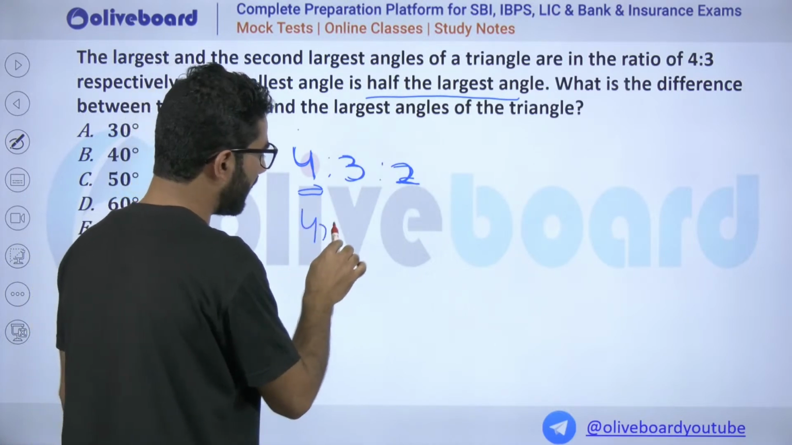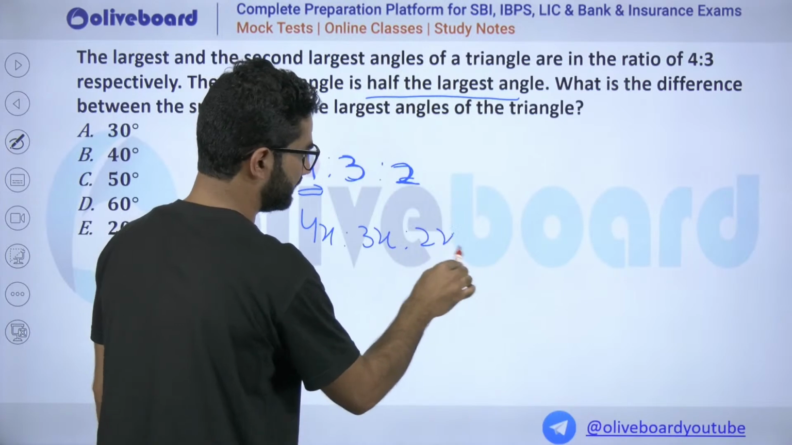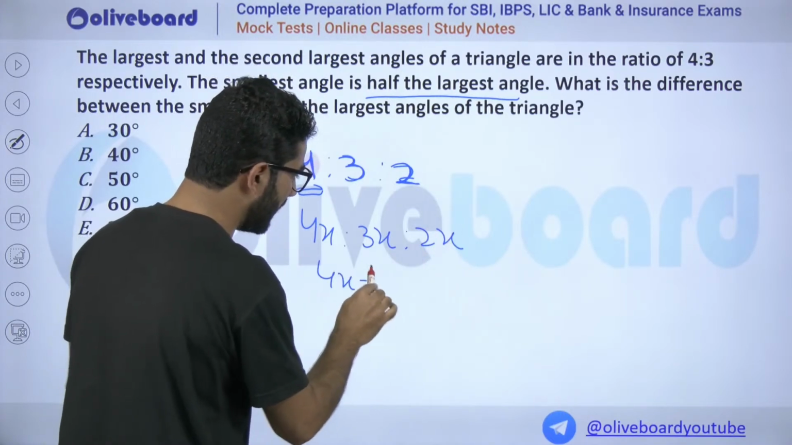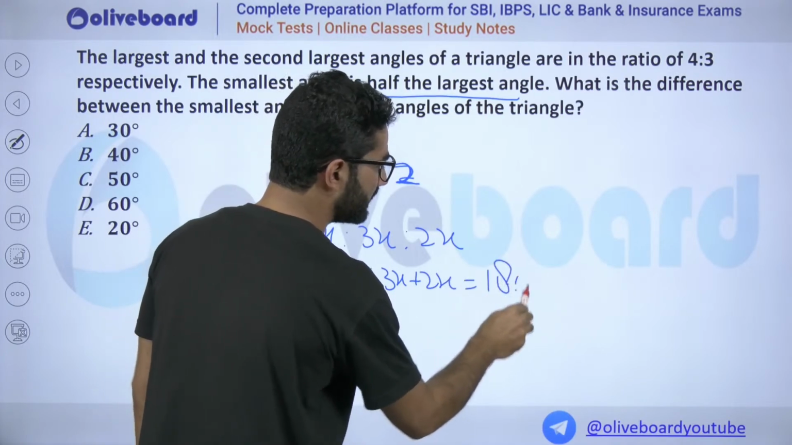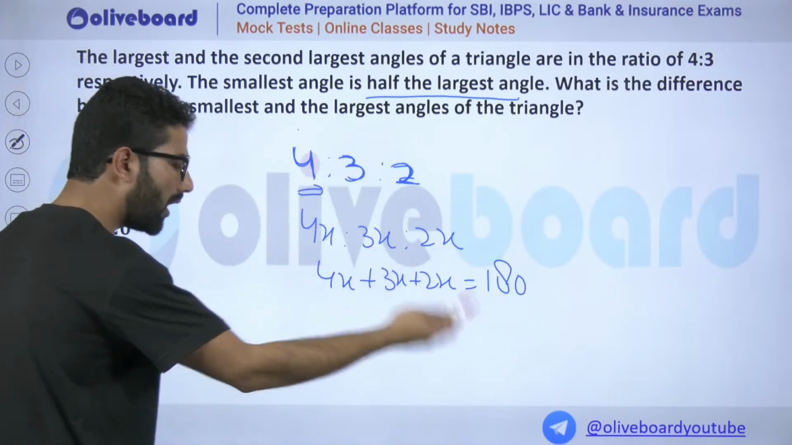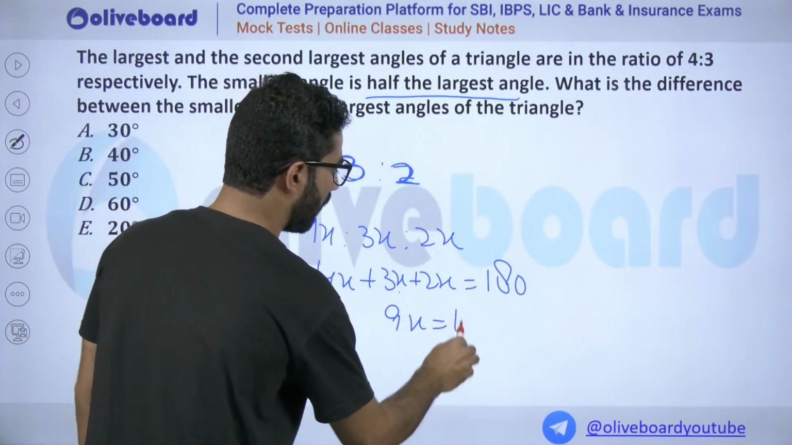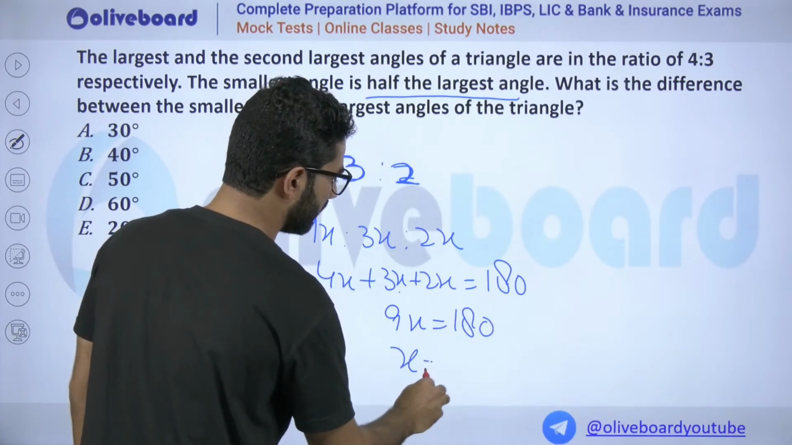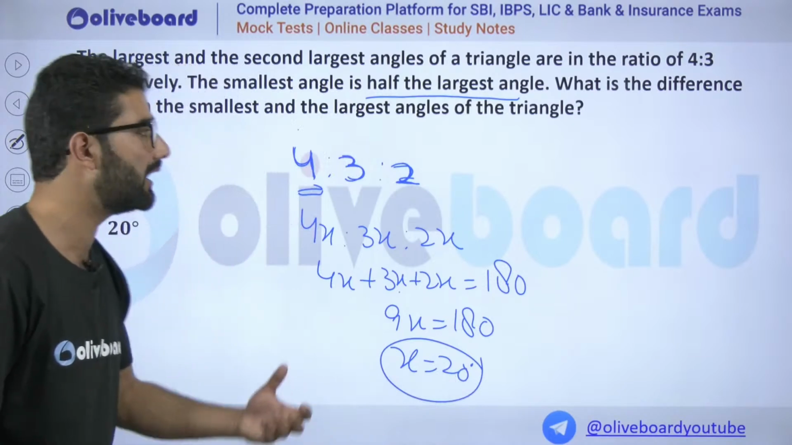So if I assume the largest angle is 4x, this is 3x, and this is 2x. Their sum will be how much? 4x plus 3x plus 2x, that is equal to 180. The sum of 3 angles of a triangle, I'll just equate, it will be 180 degree. 4, 7, 9. 9x we get equal to 180. If you divide by 9, x is 20 degree. So you got the value of x as 20 degree.